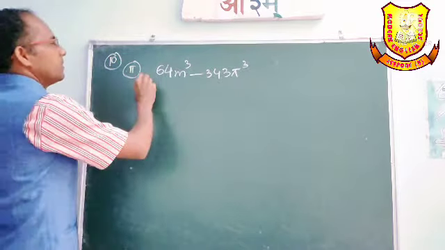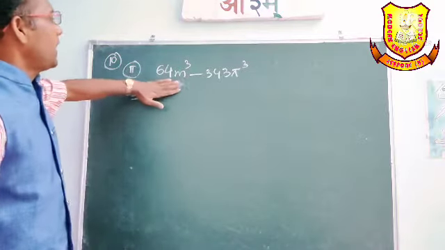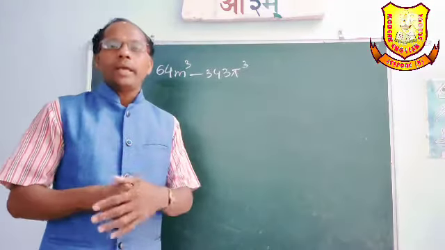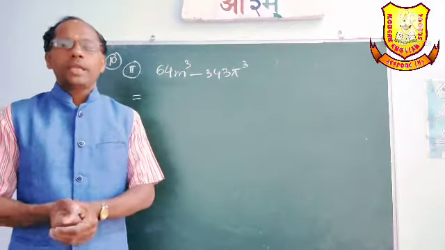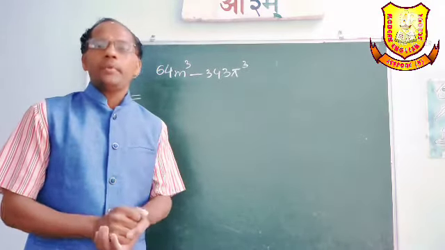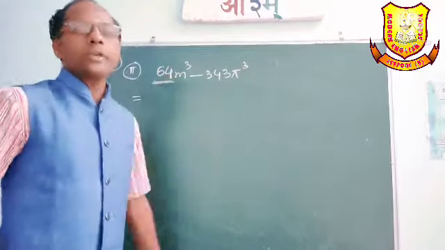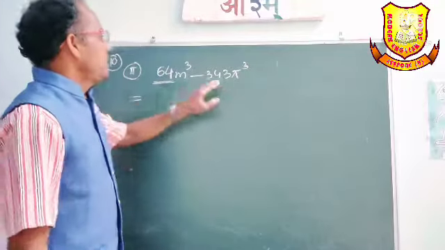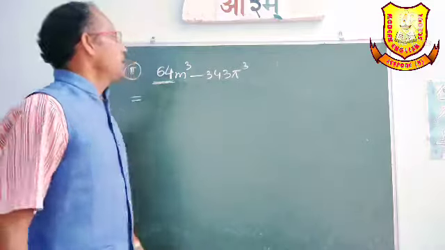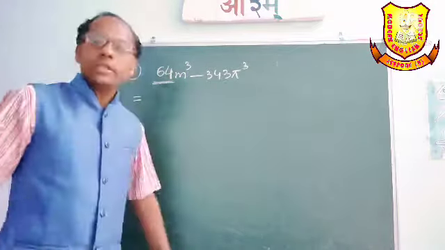So this is looking like a cube minus b cube. We know the formula a cube minus b cube is (a minus b) whole into a square plus ab plus b square. So 64, whose cube is 64, and here 343, whose cube is 343.